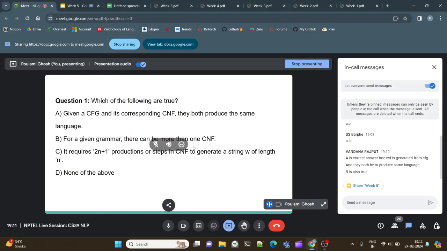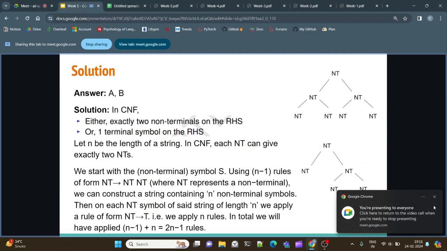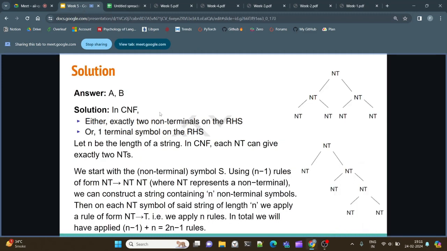Okay, fine. I think we can discuss the official solution now. It's indeed A and B. So why is that the case? First, let's discuss what is CNF, the Chomsky normal form. There are two rules or restrictions that are placed. Either exactly two non-terminals should be there on the right hand side, or there should be exactly one terminal symbol on the right hand side. These are what constitute the Chomsky normal form.